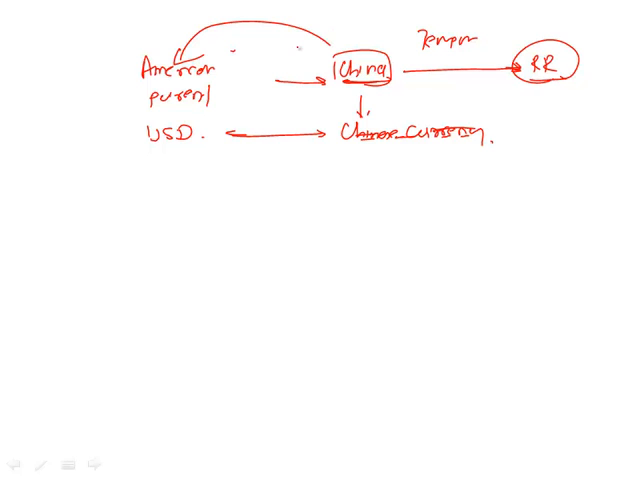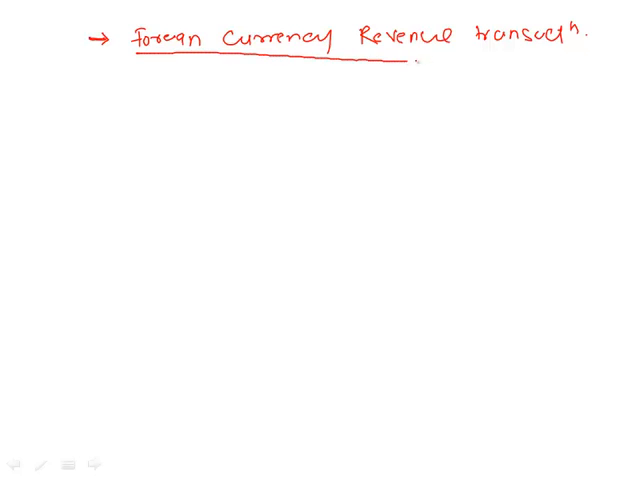Okay. Now next LOS, heading in your notes would be foreign currency revenue transaction. Now for this particular LOS, don't drop the idea of subsidiary. Just think of maybe let us say a US company. This US company has made sales to an Indian company.